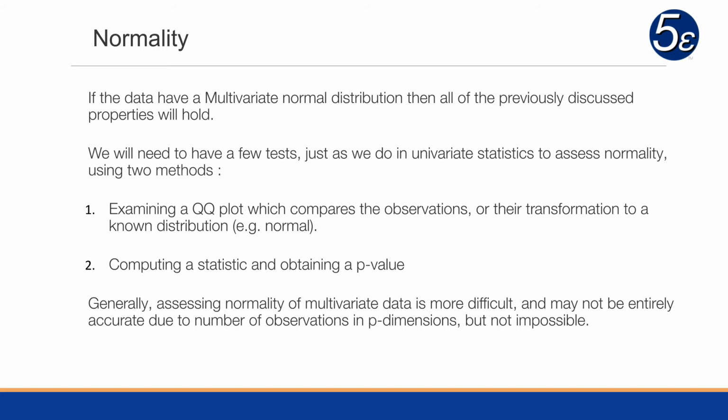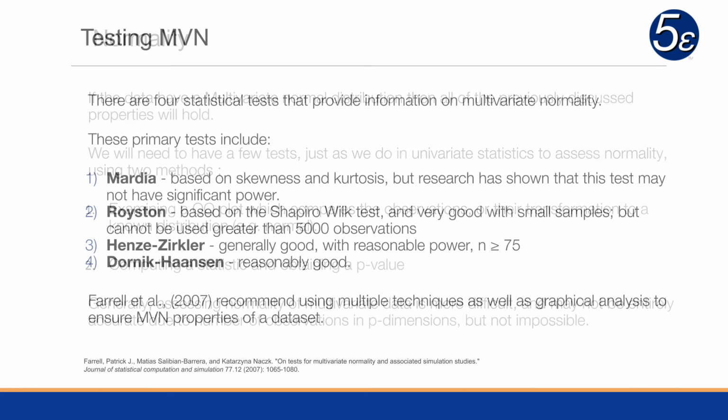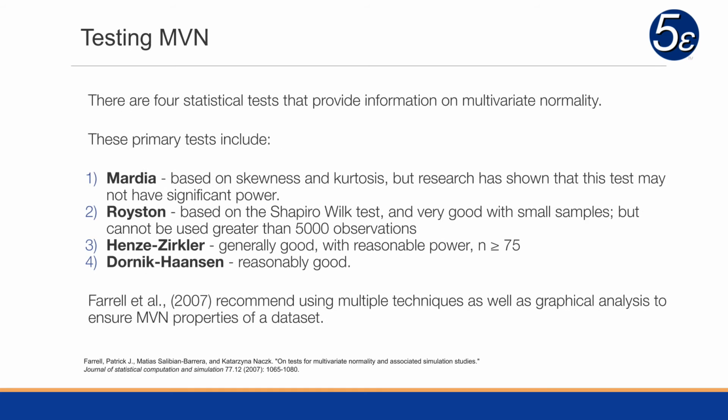We need to have a few tests, just as we do univariate tests, to assess normality. And we can do this using, again, the QQ plot, which compares the observations or their transformation to a known distribution, like normal, or computing a statistic and obtaining a p-value. Generally, assessing normality of multivariate data is more difficult and may not entirely be accurate due to the number of observations and p-dimensions, but not impossible. There are 4 statistical tests that provide information on multivariate normality.